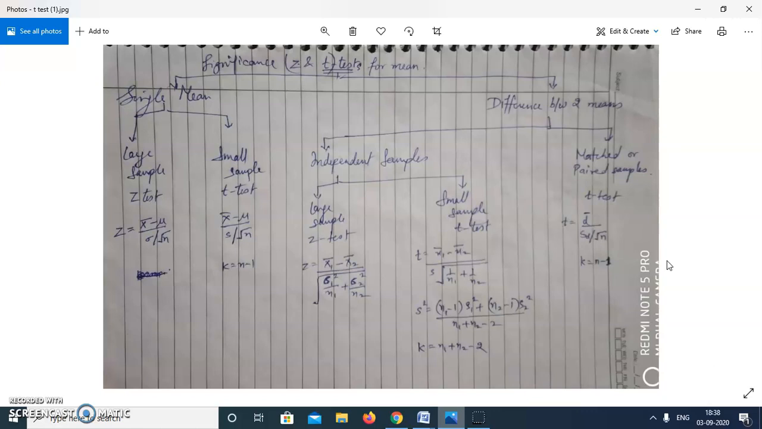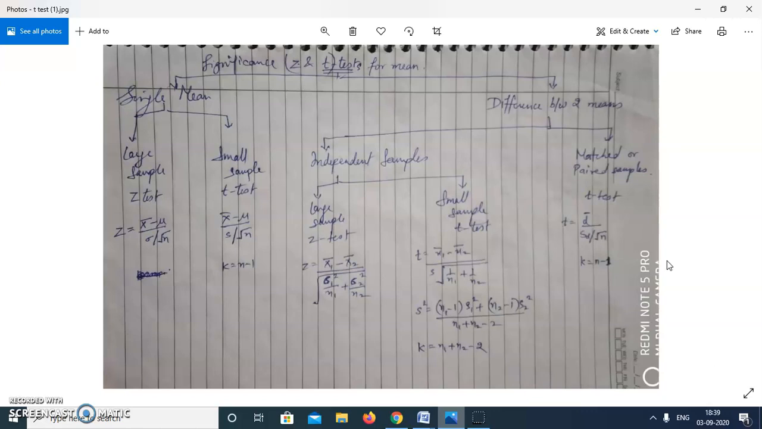Now in chapter 8, what we are doing is comparing two means. That is important. If more than two means are given, then we go for the analysis of variance technique, which we'll study in chapter 12. Okay, now the questions here will be of three types.